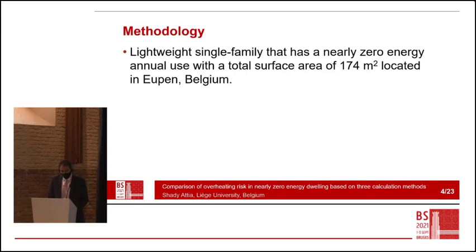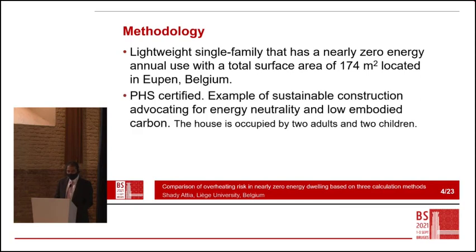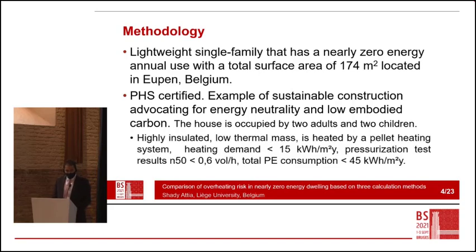Now, what was the methodology? We are talking here about a lightweight single family construction. It's a nearly zero energy building with a total surface of 174 square meter. It is in Oost-Belgium, which is the east of Belgium, Eupen, in Kettenis municipality. The building is a passive house certified example of sustainable construction. It's advocating for carbon neutrality, not only energy neutrality. And the house is occupied by 2 adults and 2 children.